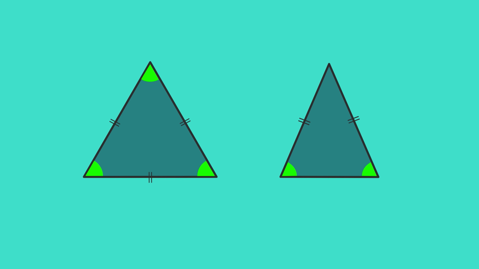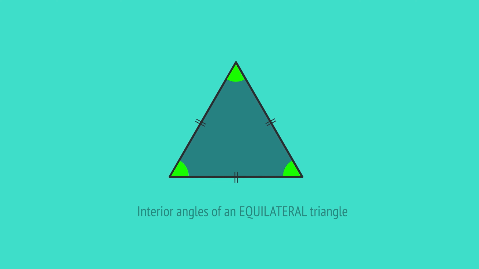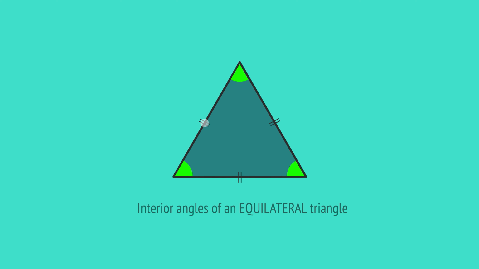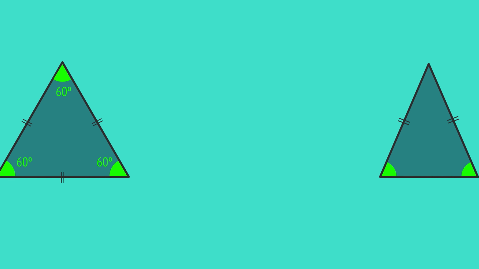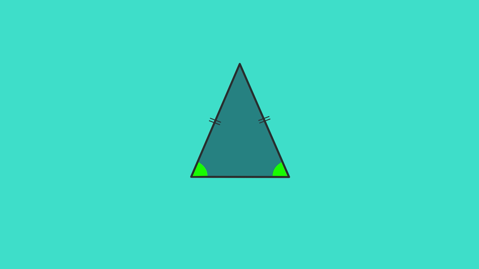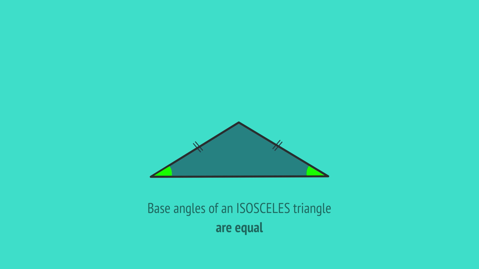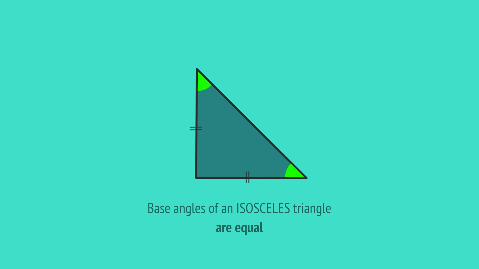And there are 2 more angle relationships that apply to certain triangles. An equilateral triangle which has 3 equal sides also has 3 equal angles. So dividing 180 degrees into 3 gives 60 degrees. And an isosceles triangle which has 2 equal sides also has 2 equal angles. These base angles on any isosceles triangle will always be equal.